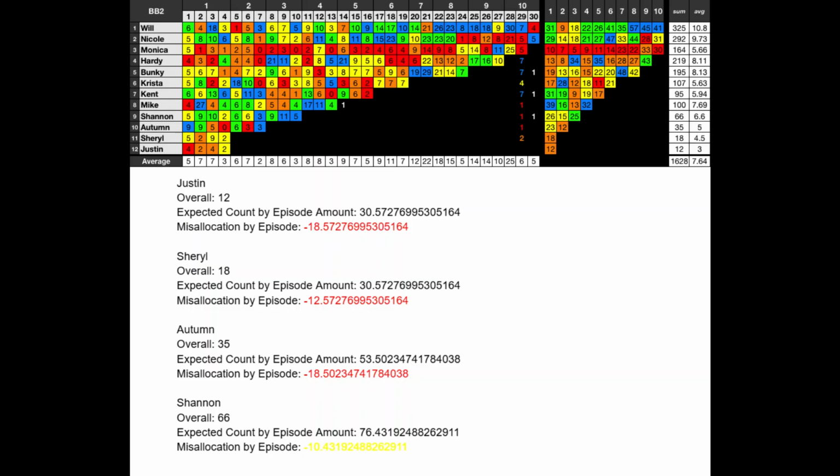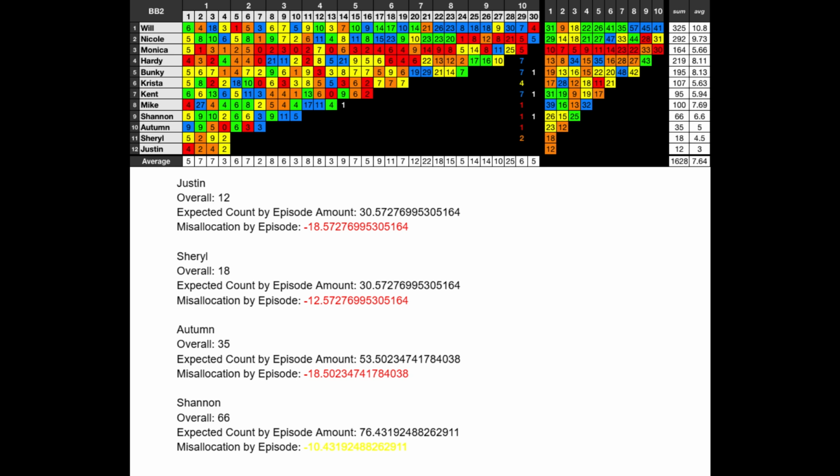So the first person on the list is Justin, who overall has 12 confessionals, and the expected count by episode amount, which he should have had during his 4 episodes, is 30.5 onwards. Due to his overall being a lot lower than his expected count by episode amount, he has a misallocation by episode of negative 18.57.